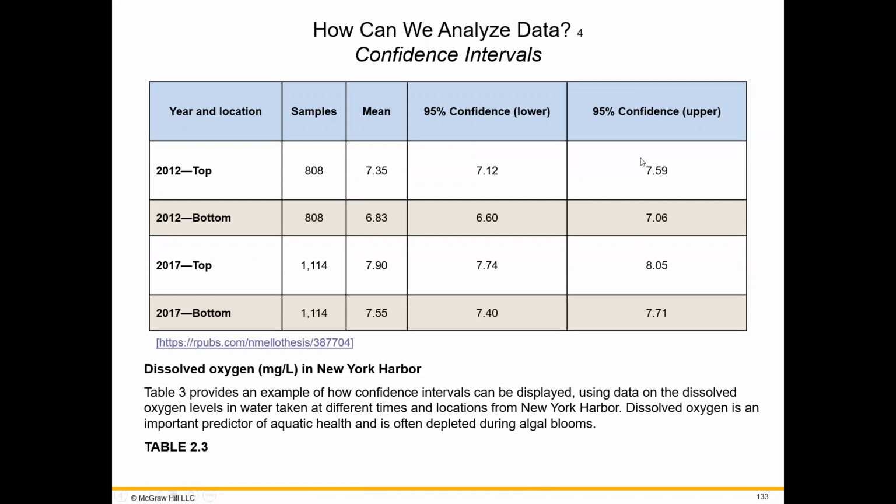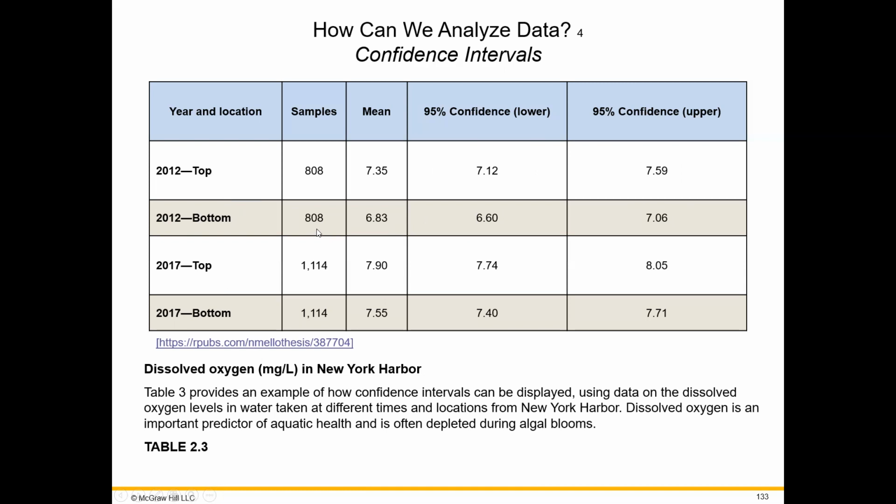So let's look at the first one. 2012 top, okay? It had 808 samples taken. The mean was around 7.35. The 95% lower confidence interval reached 7.12, and the 95% upper confidence interval reached 7.59, okay? Let's compare it to the 2012 bottom.